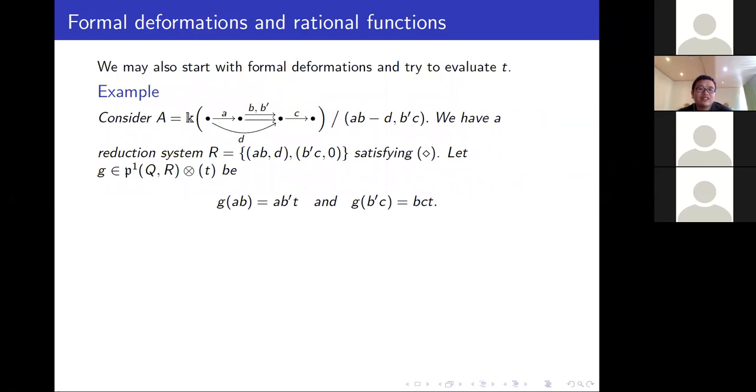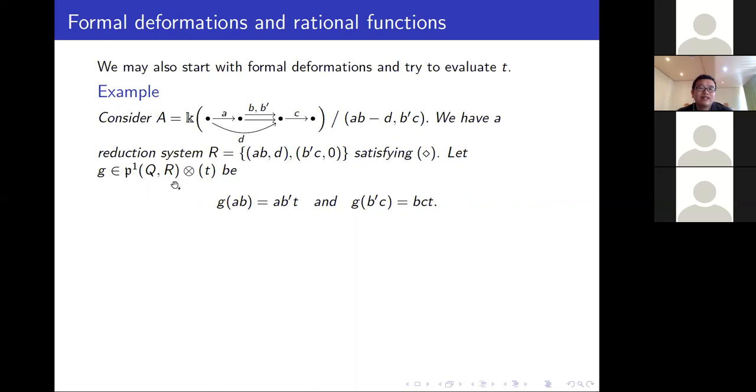Before talking about the general result, let me give you an example. We look at the following quiver with relations here, and here we have a natural reduction system for this ideal, which satisfies the diamond condition. It's very easy to check, because this reduction is finite: we reduce longer paths to shorter paths, right? And you will check there is no overlap for this reduction system.